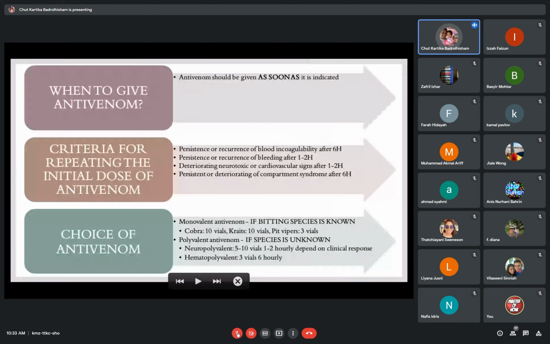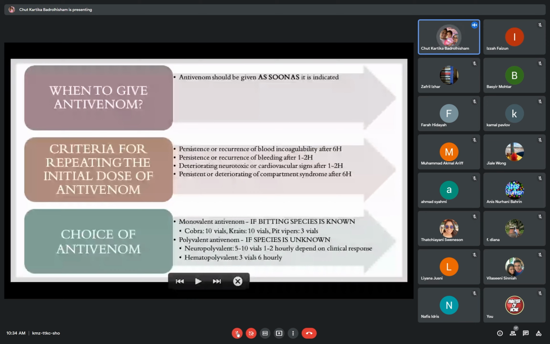So, choice of antivenom. We have two types of antivenom. One monovalent, one polyvalent. Monovalent is where the species is known, which we know it's a cobra or a pit viper, so it is a monovalent antivenom. Polyvalent antivenom we give to patients where the species is unknown. That's why with snake bites it is important to know the snake, because the antivenom is not cheap, very expensive. Okay.